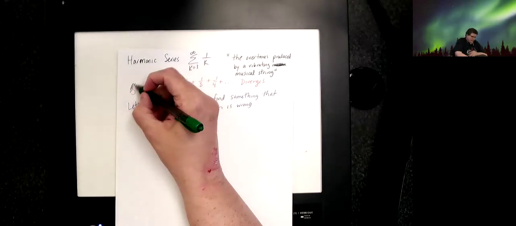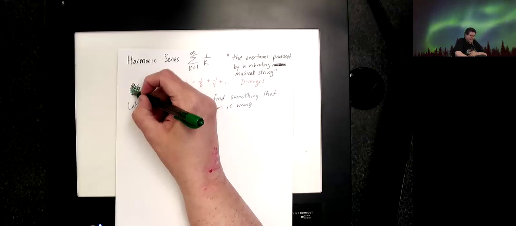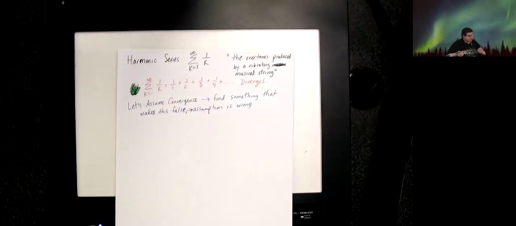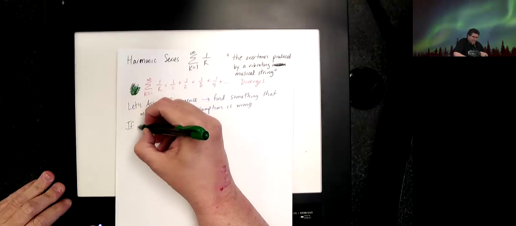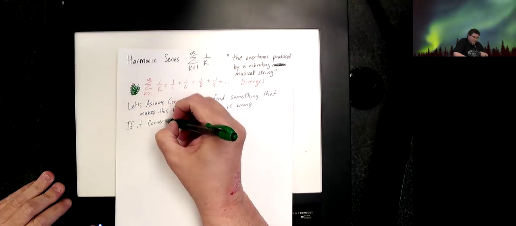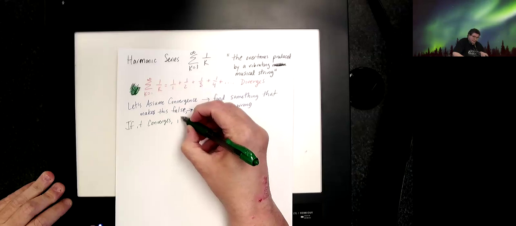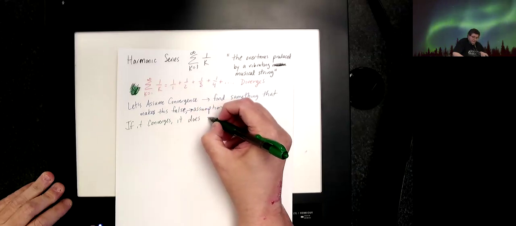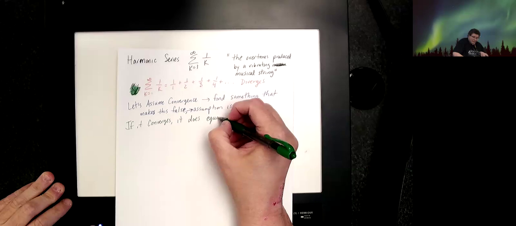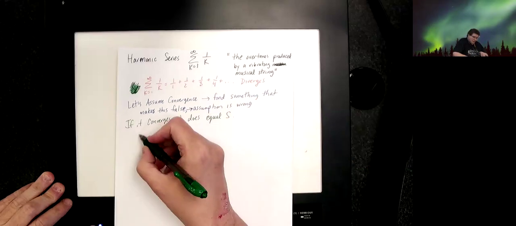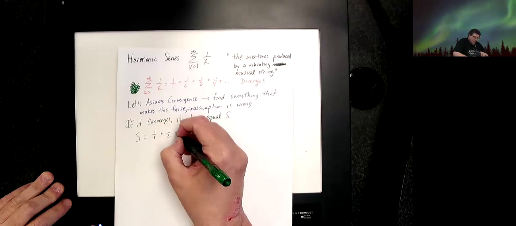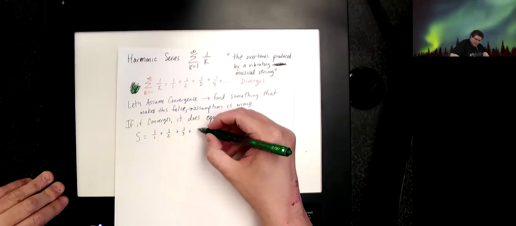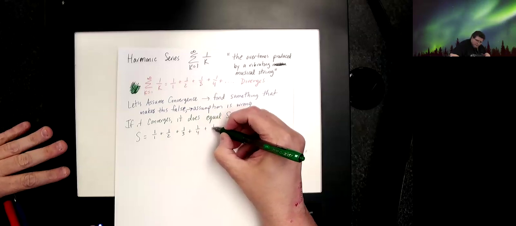Let me get rid of that S right there. Since it diverges, it doesn't really have an S. Right? It doesn't have a sum, so it's not going to have an S. But if it converges, it does equal S. So S is going to equal 1 over 1 plus 1 over 2 plus 1 over 3 plus, and we're going to do a bunch of terms here.